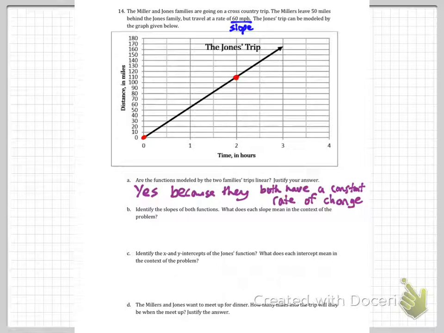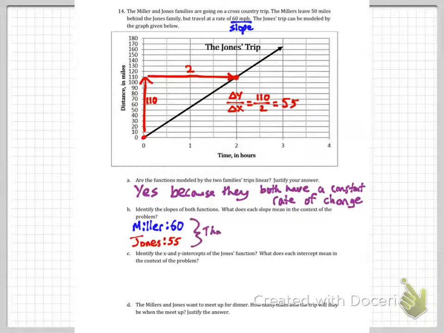But for the graph, we're going to have to calculate slope by doing rise over run. So rise, 110, over run, 2, that's delta y over delta x, is 110 over 2, which is 55. So the Millers go 60 miles per hour, while the Jones go 55 miles per hour. That is their speed. The rate of change represents how fast they're going, and that's measured in miles per hour.